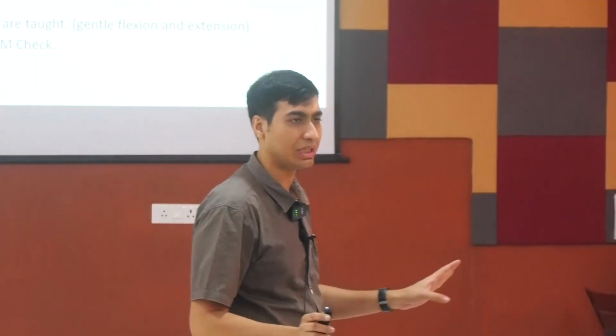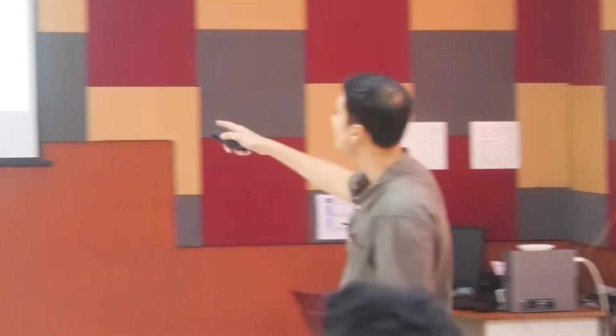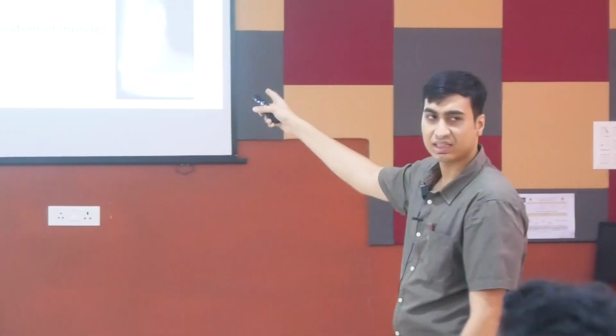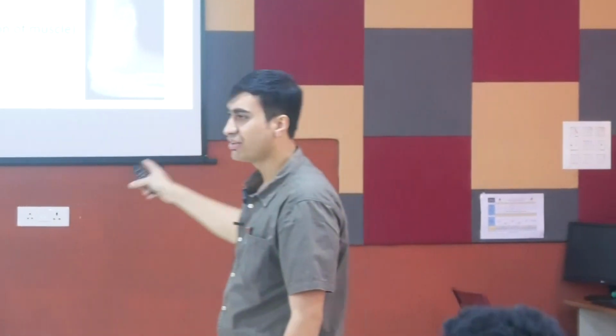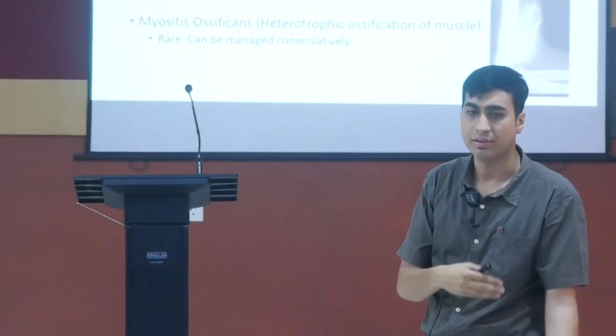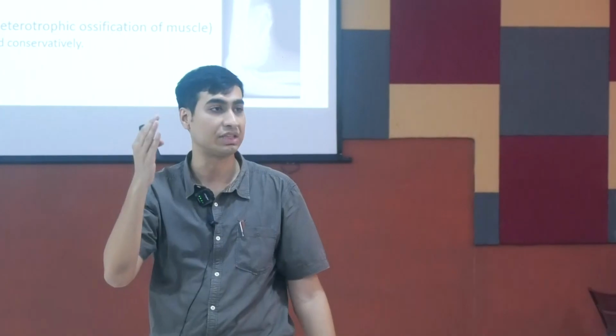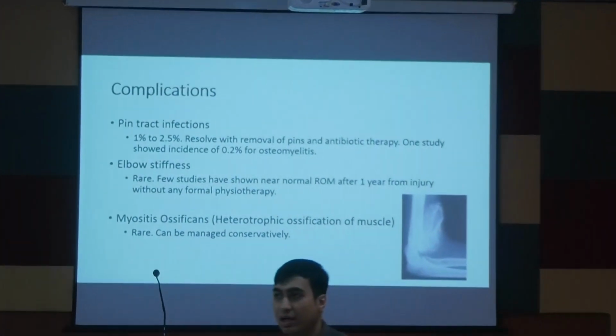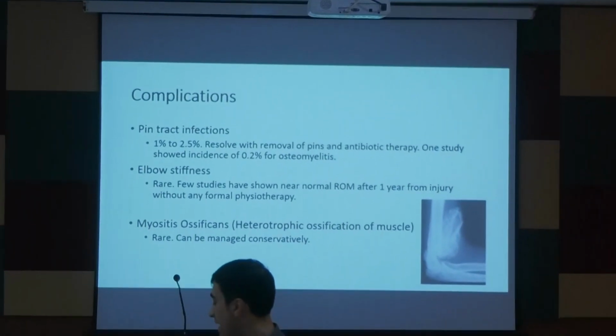So in a cast or in a slab, you generally keep it for 3 weeks. That is enough time for a supracondylar fracture to heal. After 3 weeks, you can start gradual mobilization. Most important complications, these will all be there. Suppose you have put the pin outside, pin tract infections can be there. Elbow stiffness: if someone has immobilized the patient for 6 weeks, 8 weeks, then it is definitely going to lead to elbow stiffness. You cannot do prolonged immobilization like that.